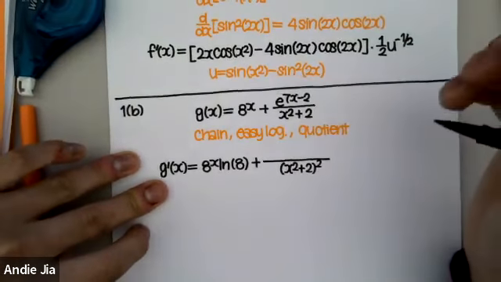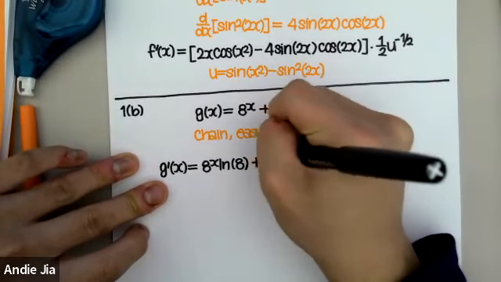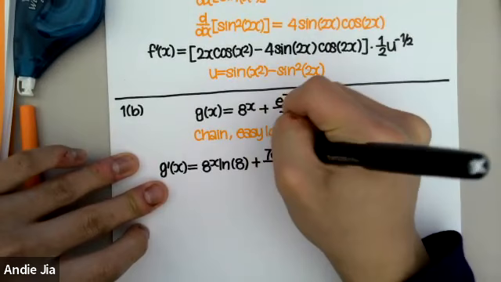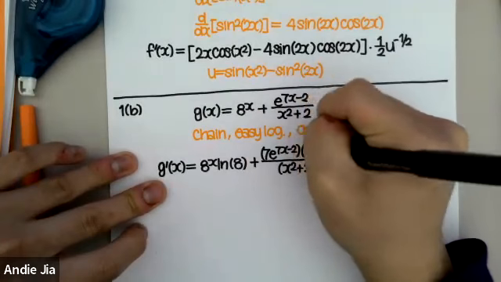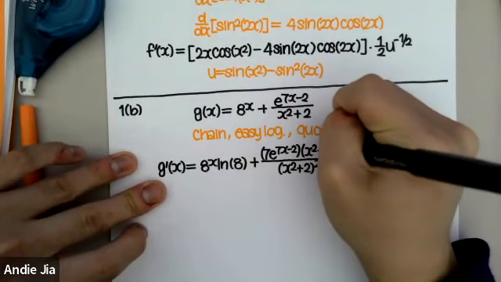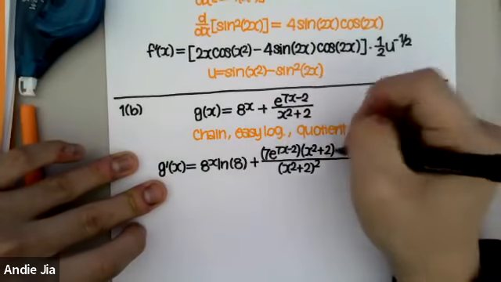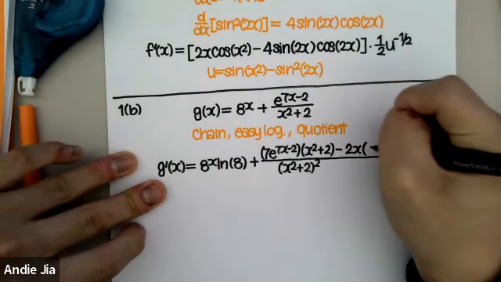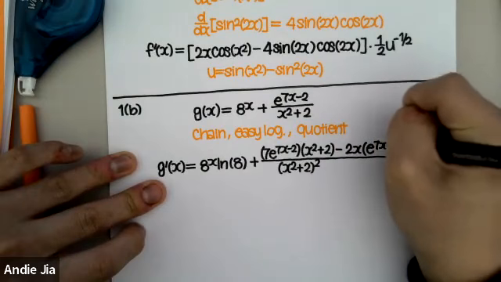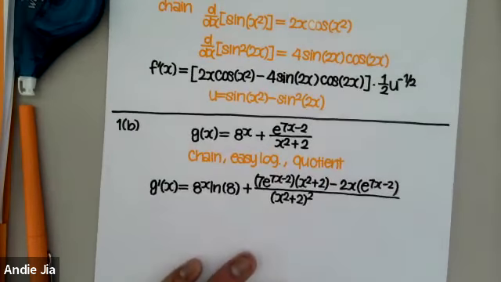So let's do the quotient rule. The bottom function, we have the derivative 7e to the 7x minus 2, multiplied by x squared plus 2. We have minus the bottom derivative, 2x times e to the 7x minus 2. That's your final answer. It seems hard, but it's not.